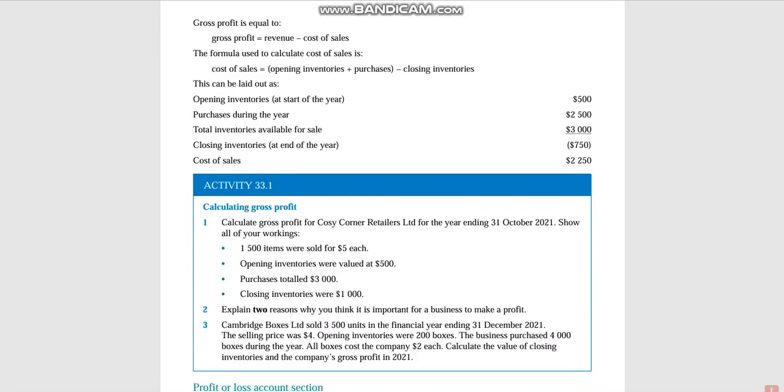And now we have some figures from the book itself. Opening inventories at the start of the year were $500 and purchases during the year were $2,500. So total inventories available for sale were 3,000. Closing inventories at the end of the year were 750, which means you subtract 750 from 3,000, so you get 2,250. So the cost of sales is 2,250.